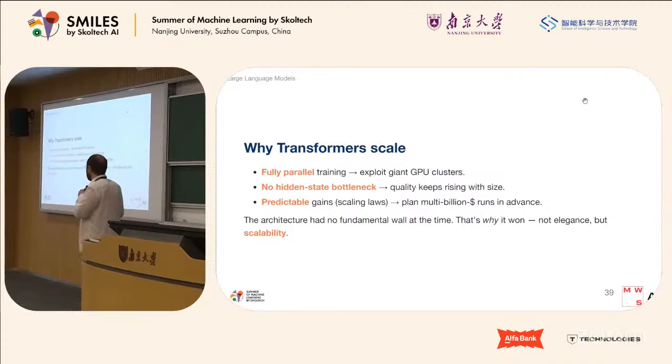Regarding the transformers, why do we actually use them? Because they are parallel. They are not efficient, but parallel. And this is why we use them on GPUs. There is no hidden state bottleneck as before. If we train a bigger transformer, we mostly, not always, but mostly get better results. So this is why the current models are about a trillion parameters. With RNNs, that was not working, unfortunately, because RNNs were really, really complicated technology, I would say.